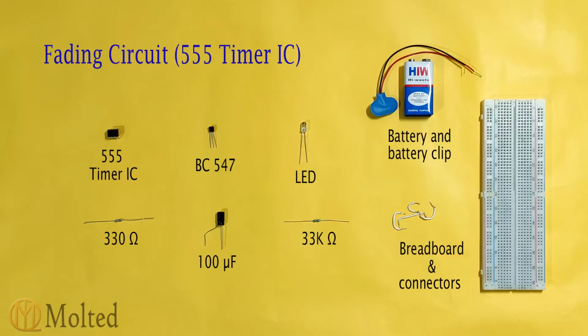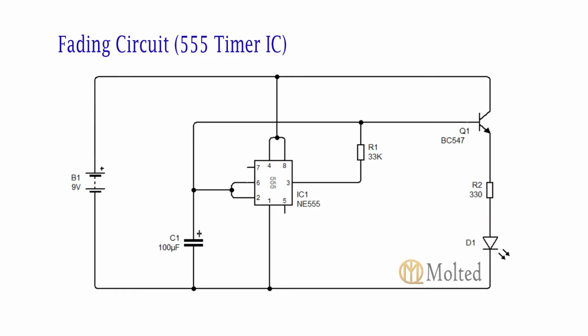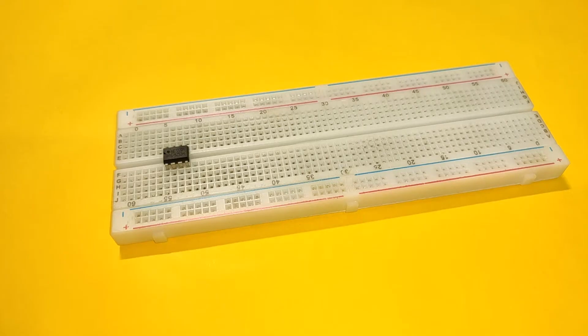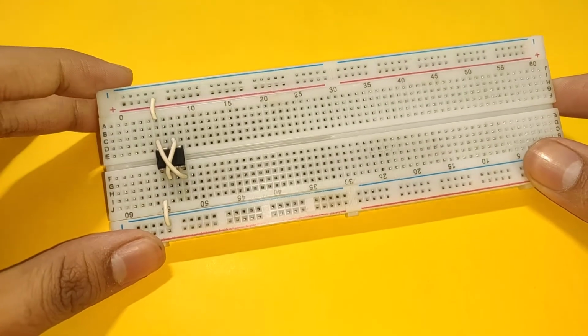These are the components required, and this is the circuit diagram. Place a 555 timer IC with its pin 2 connected to pin 6 and pin 4 connected to pin 8. Also connect pin 1 to negative rail and pin 8 to positive rail.